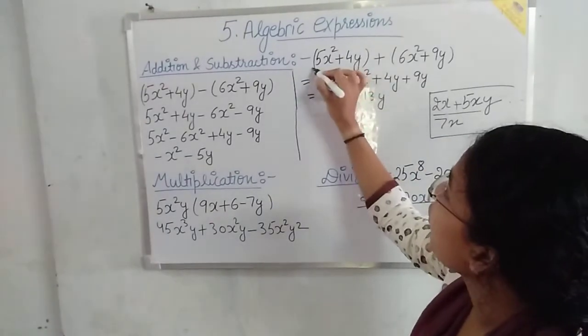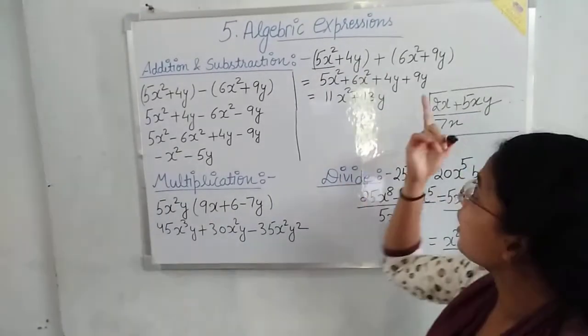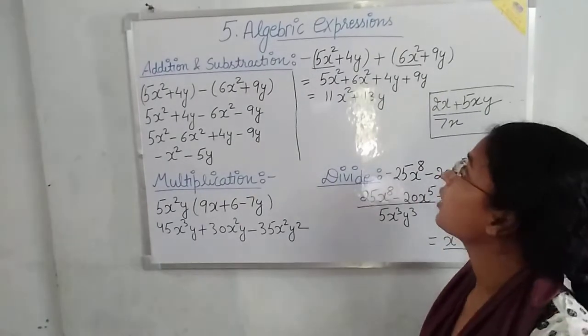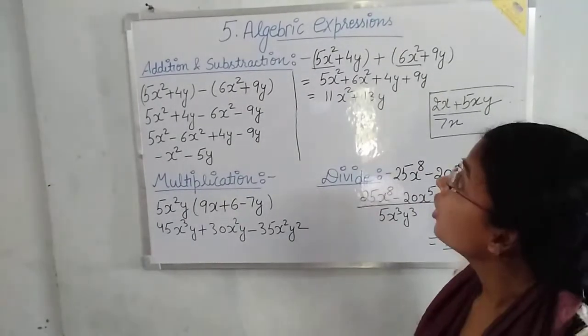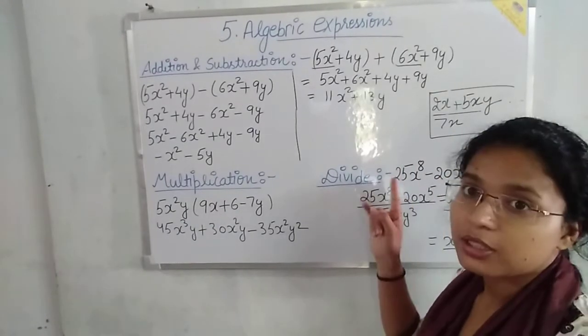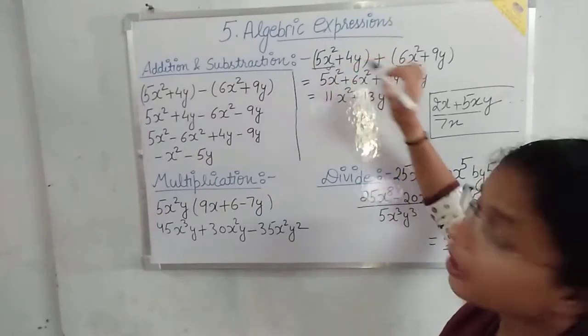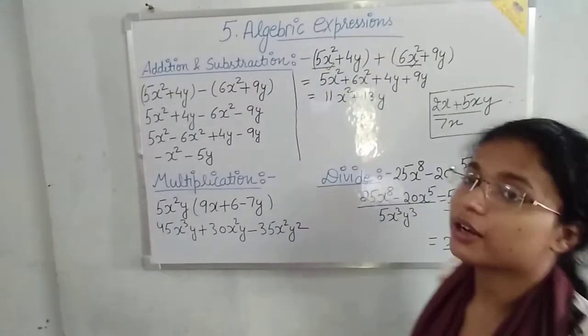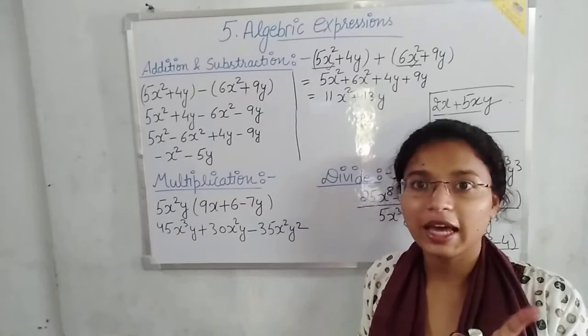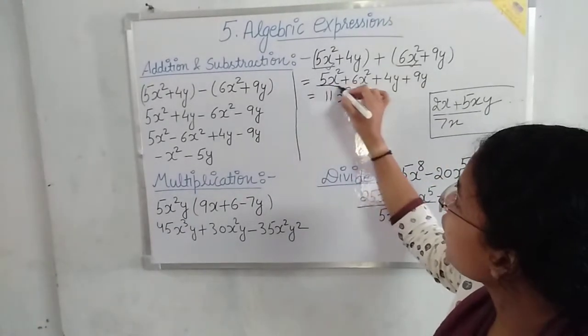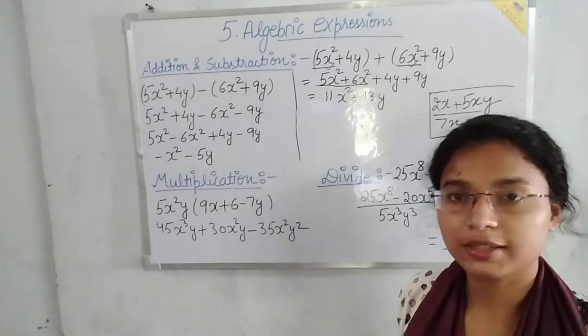Here it is 5x square, and in the other bracket here is 6x square. Okay, don't compare the numerical values. Check the variables, whether the variables are the same or not. Here the variable is x square, and here the variable is x square. That means both are like terms and we can add them. So write them together, 5x square plus 6x square.